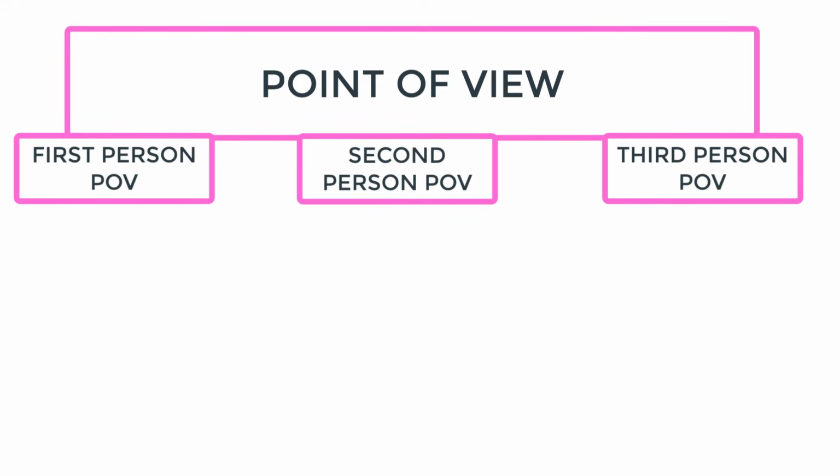Let's start with first person. In the first-person point of view, the narrator uses the pronoun I in order to give the reader an intimate view of the characters.